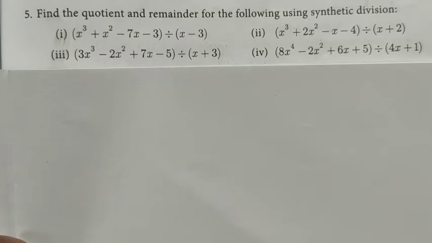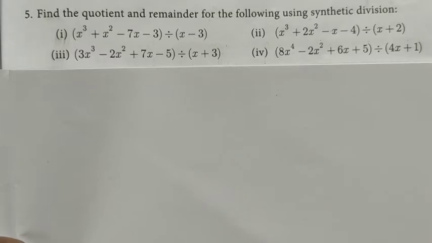Exercise number 3.7, question number 5. Find the quotient and remainder for the following using synthetic division method. Here 4 Roman numbers are given. Let's see the Roman numbers one by one. The first Roman number is x cube plus x square minus 7x minus 3 divided by x minus 3.